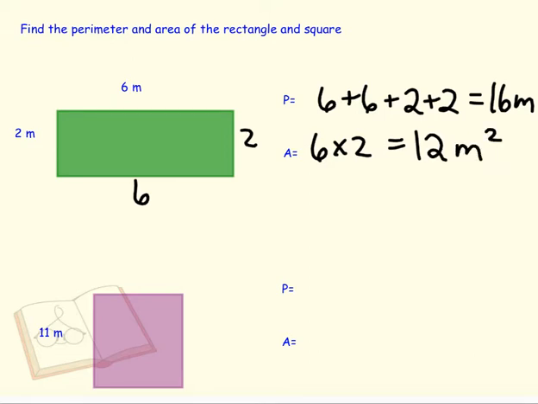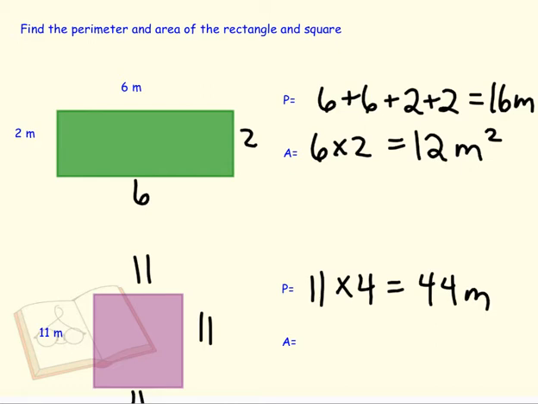And then we have our pink square. And it is a square, so that means all of the side lengths are the same. So we just need to do 11 times 4, since there are 4 sides that are exactly the same of 11, so we get 44 meters. The area, we would multiply 11 times 11 and get that the area of this square is 121 meters squared.